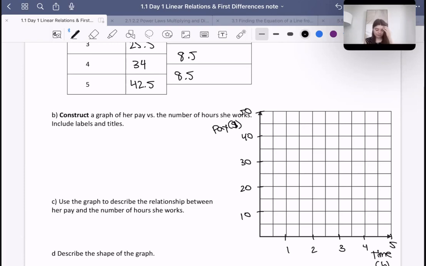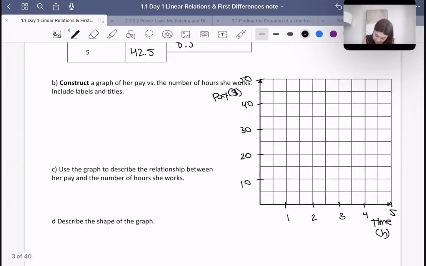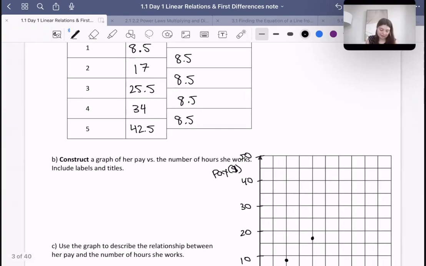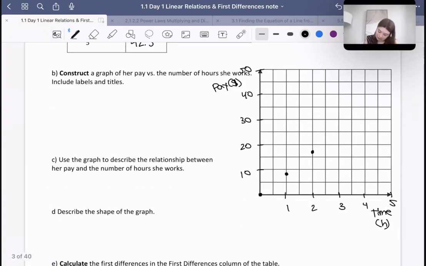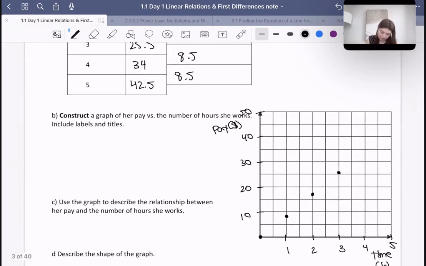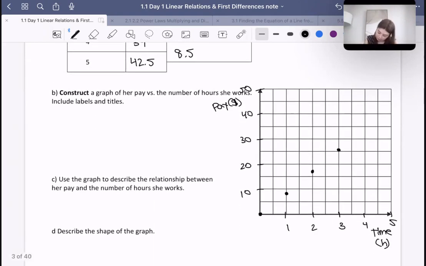Okay, very good. So 1 hour would be $8.50 a pay, so a little more than seven and a half of pay. So that's about there. Okay, what about 2 hours? That's going to be $17. So here's 15, 16, 17 is about there. And then of course 0 hours means $0. I'm sure you don't make anything for doing nothing at your job. And then 3 for 25.5. Okay, so there's 25 and 25.5 is a little above that. Then we have 4 and 34. So 4 hours means she makes $34.